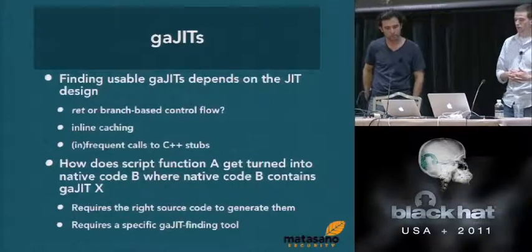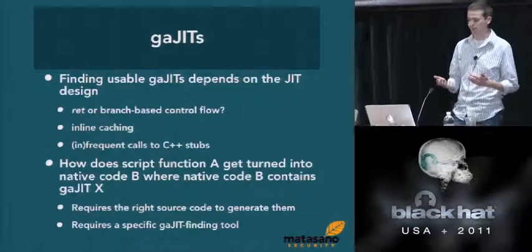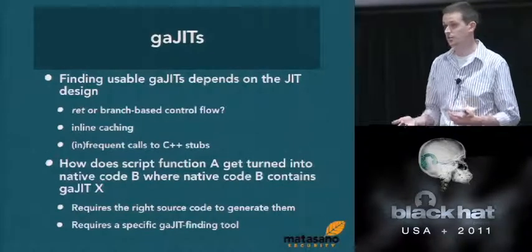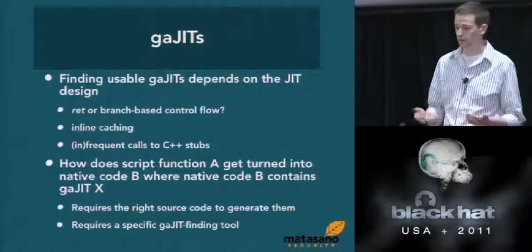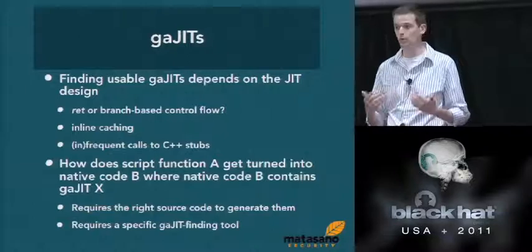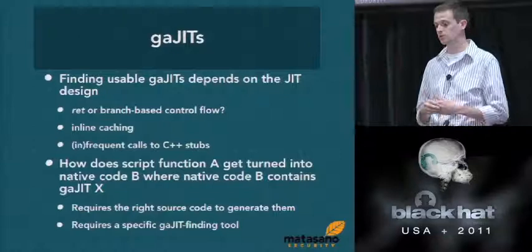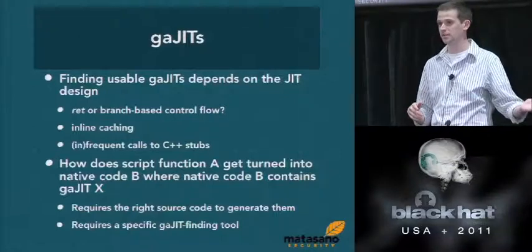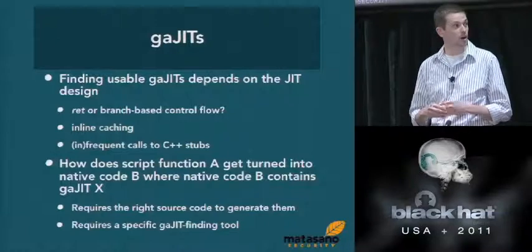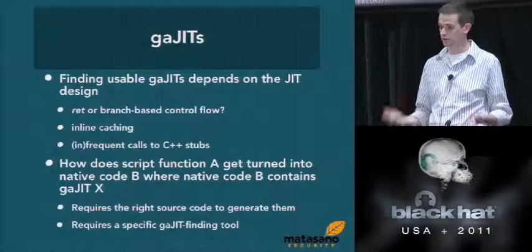Finding usable ROP gadgets in your JIT emitted code pages really depends on the JIT design. If the code is highly optimized, sometimes it can actually be harder to find gadgets because there's less code to look in. The code is just tighter. And it depends on how the emitted code transfers execution, right? Either it just jumps all over the place, or does it use a return based approach? Does it return all the way back into the C++ code and then back into the next emitted stub? Or is it just frequent calls to C++ stubs? It really depends on what that emitted code looks like.